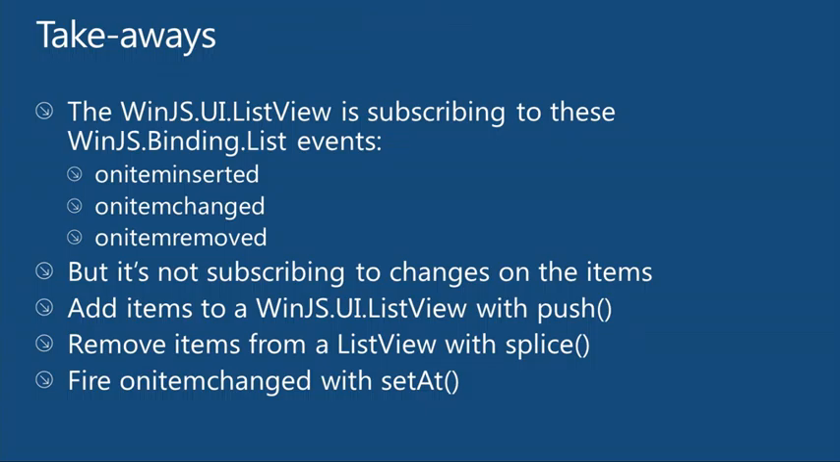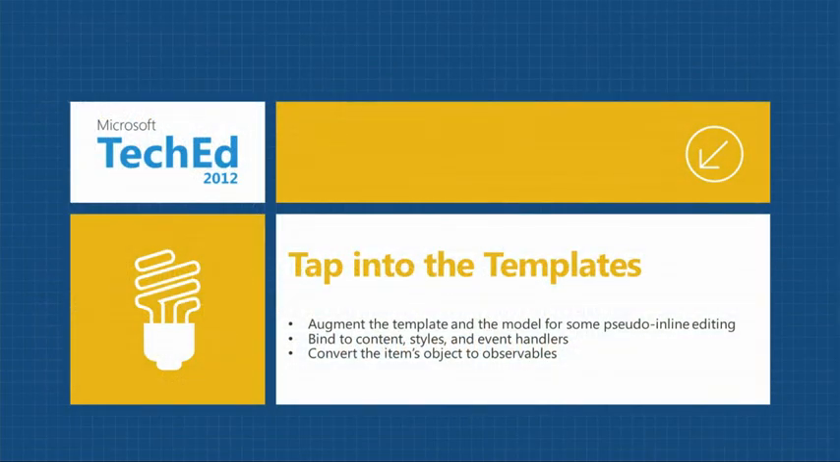But it's not subscribing to the changes on the items by default unless they are the dynamic binding, which they are now that we added that. So I mentioned push, splice, and set at are the different methods that throw those events.